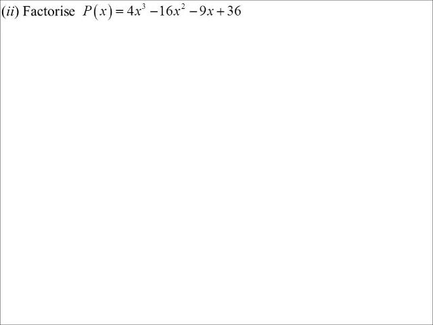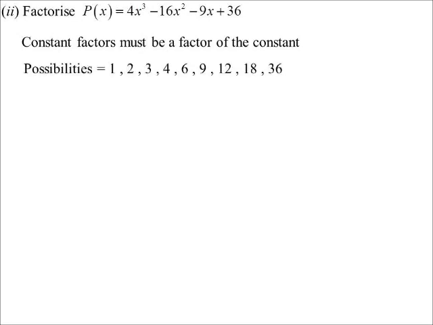For instance, I'm not going to look at this and go, I wonder if 7 will work. That would be a silly number to choose because there are certain rules. Constant factors must be factors of the constant. So I know it has to go into 36. That gives me possibilities. I purposely chose 36 because it has so many factors. So it could be 1, 2, 3, 4, 6, 9, 12, 18, 36.